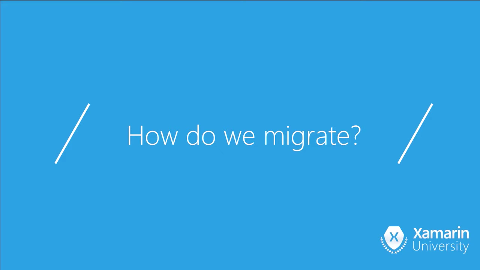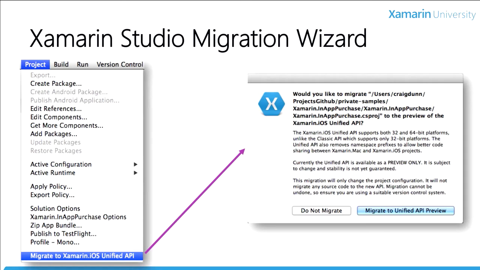With the what and the why out of the way, let's take a look at how we migrate our code. The easiest way to migrate an existing app is to use Xamarin Studio's migration wizard. The wizard is available from the project menu in Xamarin Studio. The wizard will update the project file, replace the reference to MonoTouch with a reference to Xamarin.iOS, and update as many known data type conversions as it can.